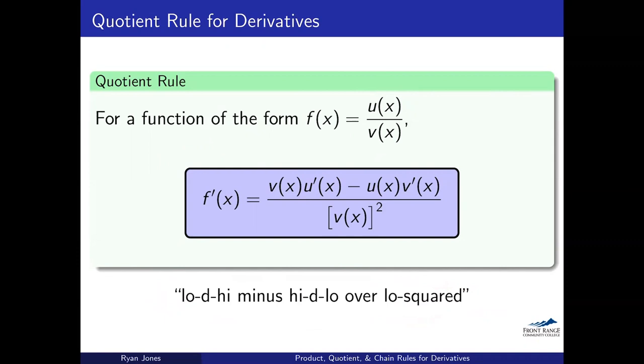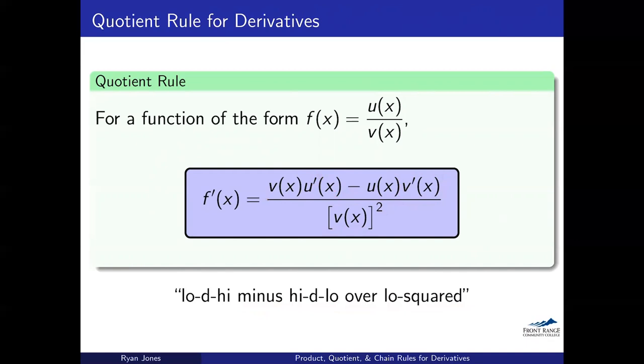If you choose to remember it that way, fine. If you choose to remember it in other ways, that's great. But looking at this here, I've got low, which is my v. And then when I say d high, that's saying a derivative of the top function, the higher function, u, minus sign, minus, high, which is u, d low, which is a derivative of the lower function, v, over, that's my fraction bar, low squared, so that lower term v squared. So low d high minus high d low over low squared, that's kind of a fun way to be able to remember this quotient rule.